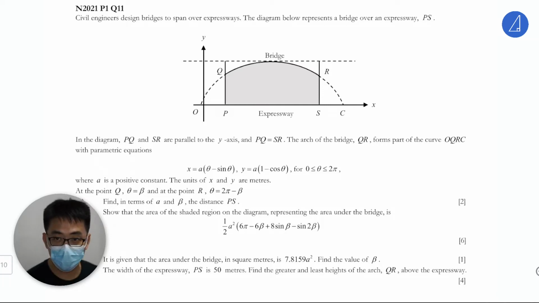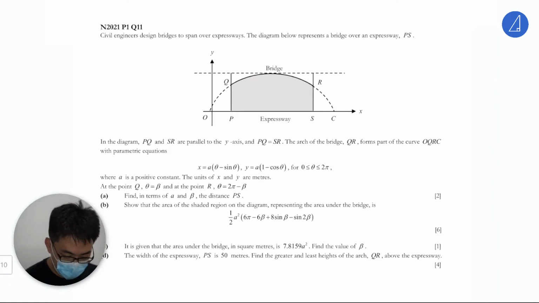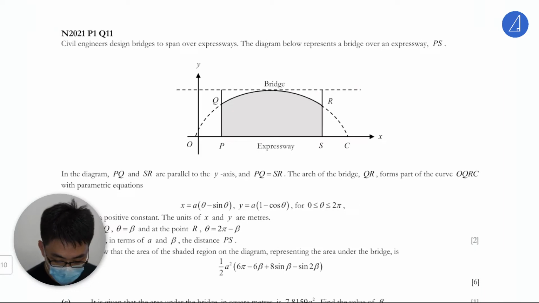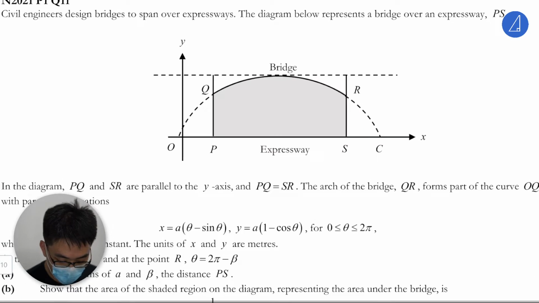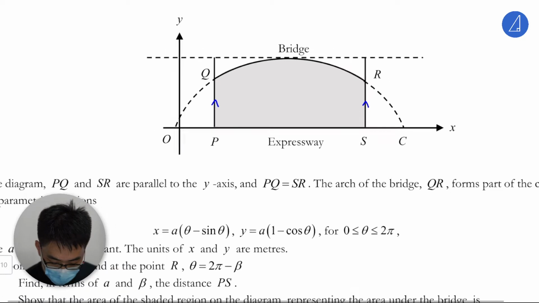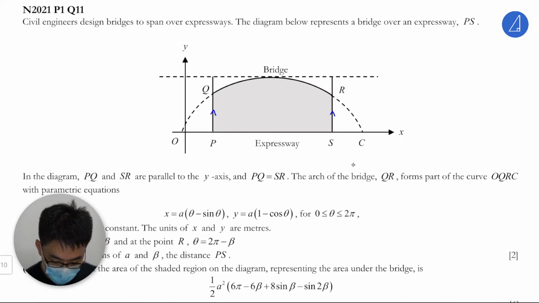Let's try and understand this question here. Civil engineers design bridges to span over an expressway. The diagram represents a bridge over an expressway PS. We are told that PQ and SR are parallel to the y-axis. So I'm just going to quickly draw this out. And that the arc of the bridge QR is followed by this parametric equation.